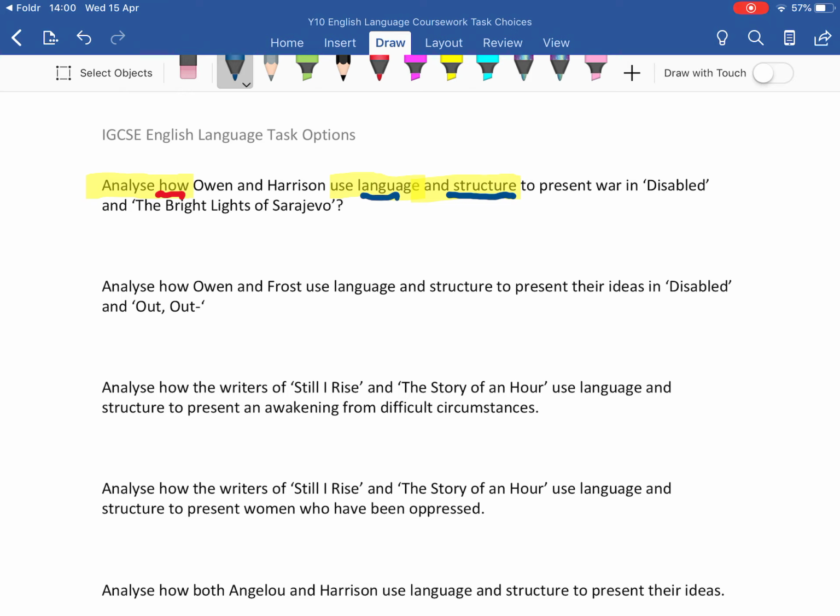Now, as you can see, each question asks you to write about two texts. Now, in this question, you do not have to compare the two writers. You can write an essay about Wilfred Owen's Disabled, 3 paragraphs, and then write 3 paragraphs about Tony Harrison's The Bright Lights of Sarajevo straight after this.